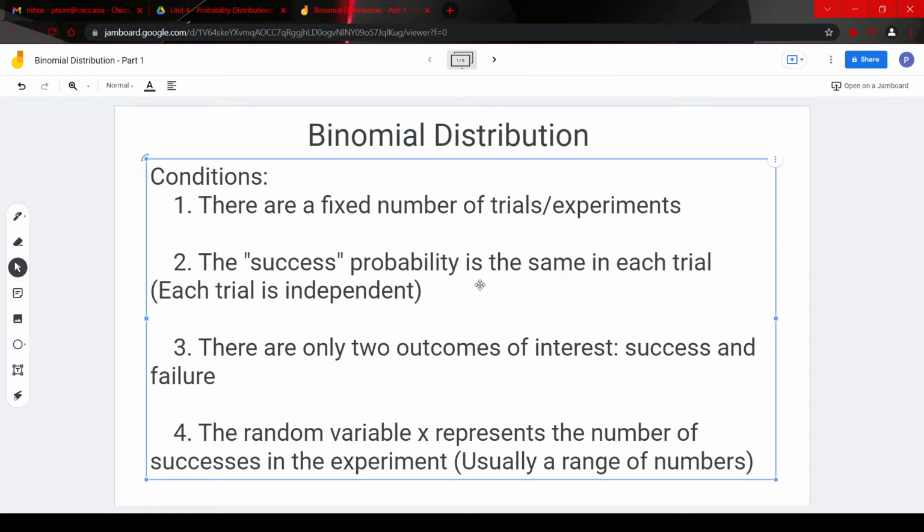Number 4, the random variable x represents the number of successes in the experiment. And this will usually be a range of numbers. Normally, the lowest amount of success possible will be 0. You can't have negative successes, but in most cases, it is possible to have no successes in an experiment. And the maximum would normally be the number of trials in the experiment. We'll go through how to find x when we get to the examples.